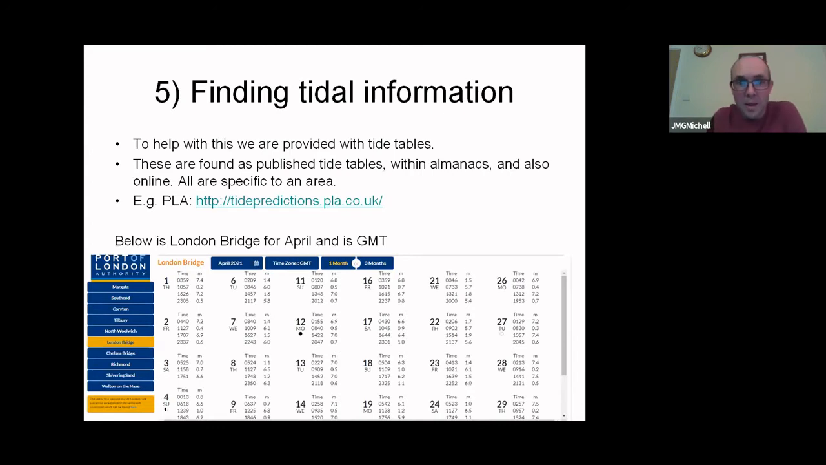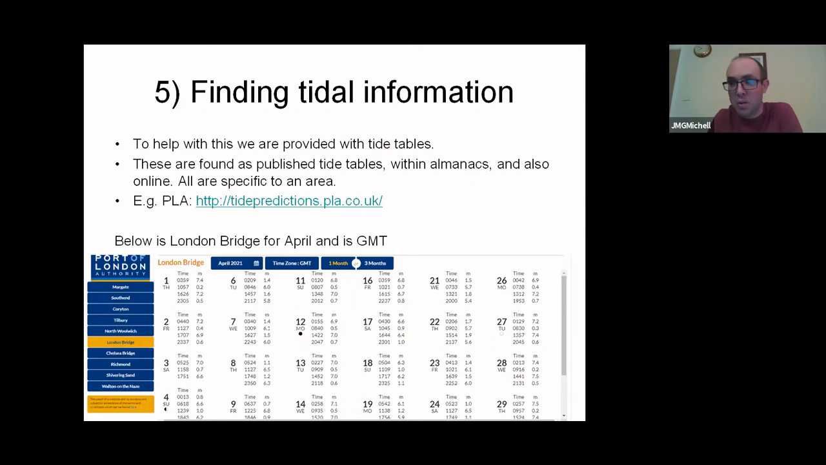So the next thing is, how do we find all of that information out? Luckily, you'll find a lot of places will provide tide tables. Tide tables are pretty basic, though there are a few pitfalls that you need to be aware of. So the first thing is to look for the published timetables. They'll either be online, like the link I've put for the PLA. That's the one I use, or within almanacs.